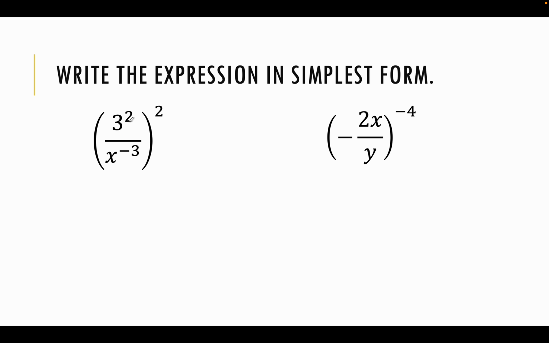Here we have 3 squared over x to the negative 3rd, all squared. So we would do 3 squared squared, which would be 3 to the 4th, or 81, over x to the negative 3rd squared, which would be x to the negative 6th. Now, since it was already in the bottom, but it was a negative, it's up to you whether you want to move it up first and make it positive first, or save that step for the end. But our final answer would be 81 times x to the 6th power, because I need to move that up to make it a positive 6.